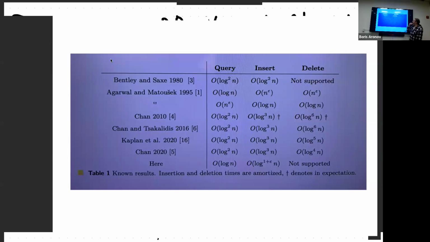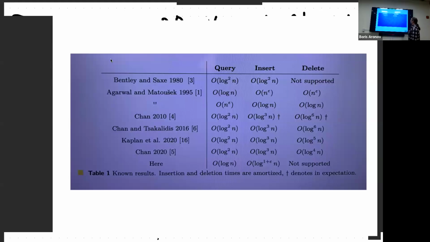No deletion. Then Agarwal and Matoušek in '95 came up with two points on the trade-off. They said you can get your query being log if you're willing to have your insert be a root, or you can have your query be a root if you want the insert to be a log. But we don't like things being roots. That's not very nice. As I tell students in algorithms, roots are worse than logs.